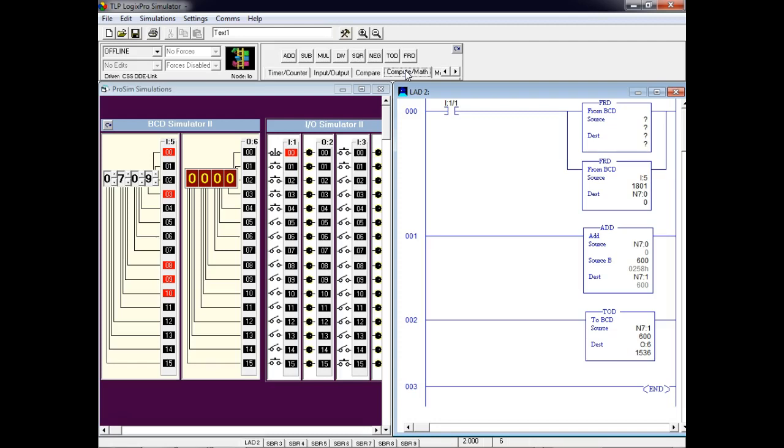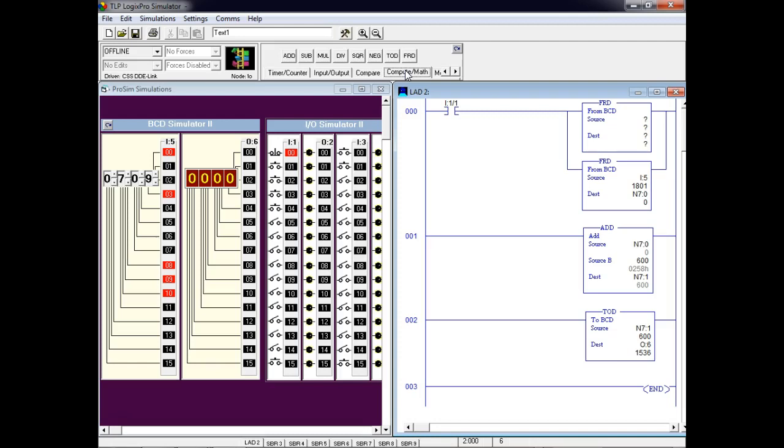FRD takes a BCD number and converts it into binary. Does it for you. And then what do you think TOD does? Takes a binary number and converts it into decimal.